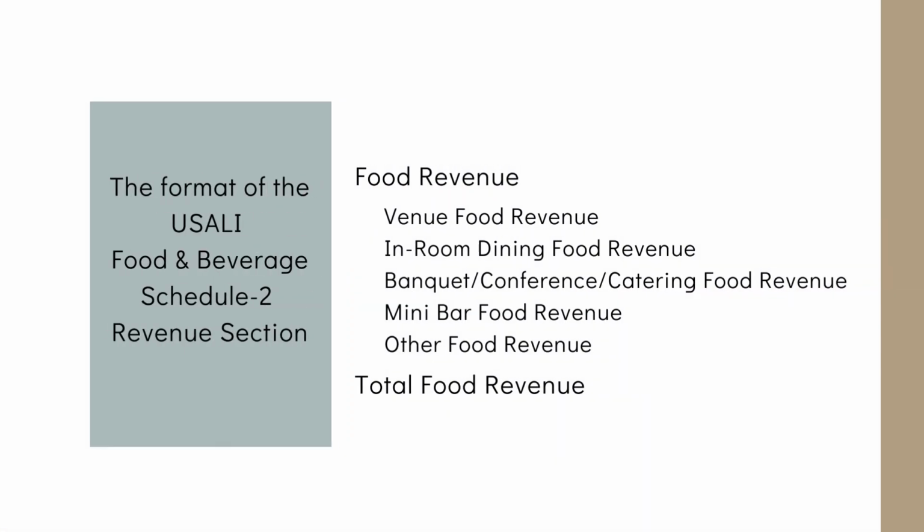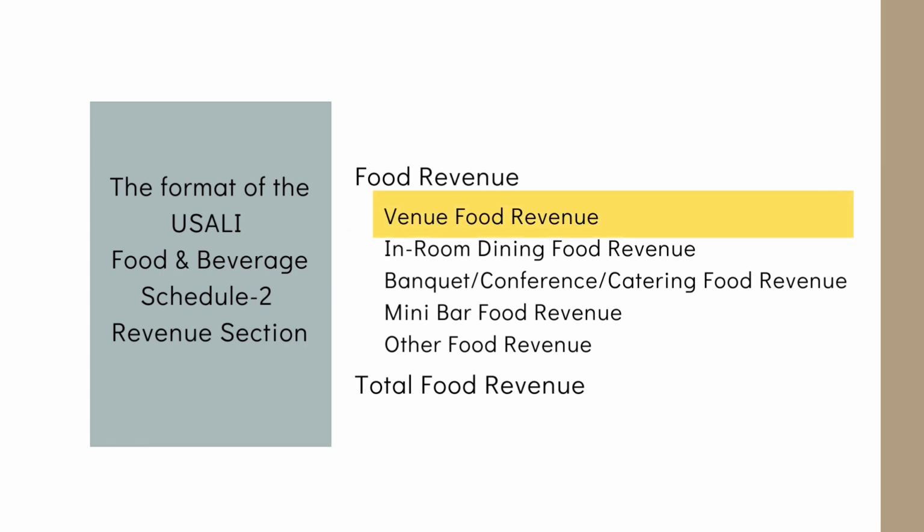Within the food and beverage department, there are 5 main categories of food revenue: venue food revenue, in-room dining food revenue, banquet/conference/catering food revenue, minibar food revenue, and other food revenue. When you add these all up, you get what's known as the total food revenue. First up, we have venue food revenue.